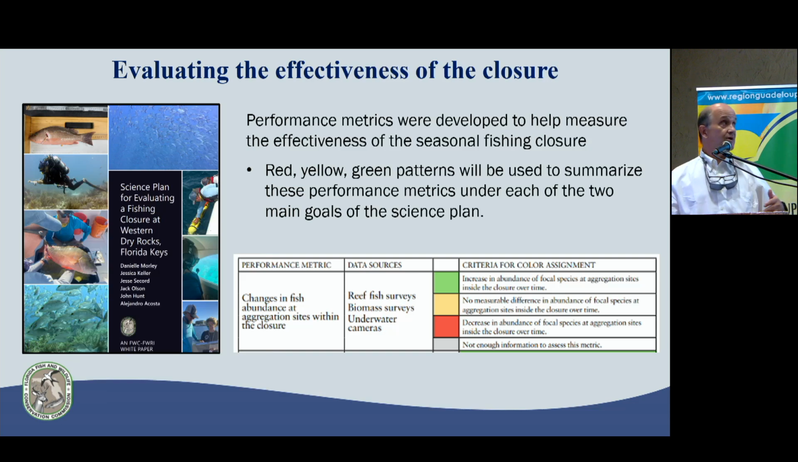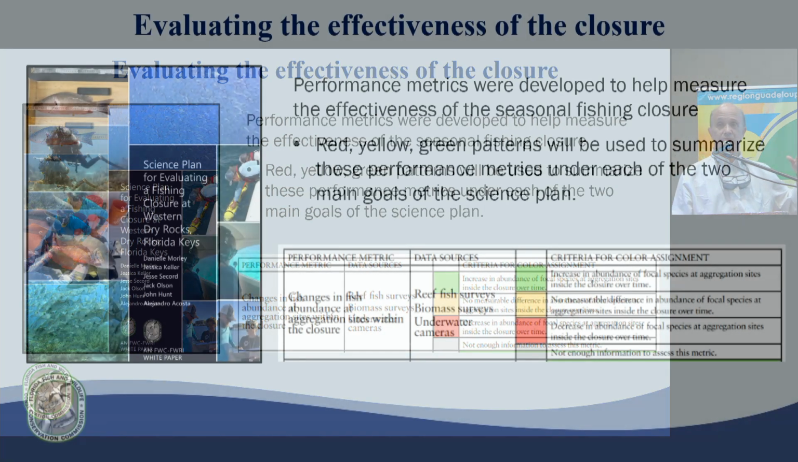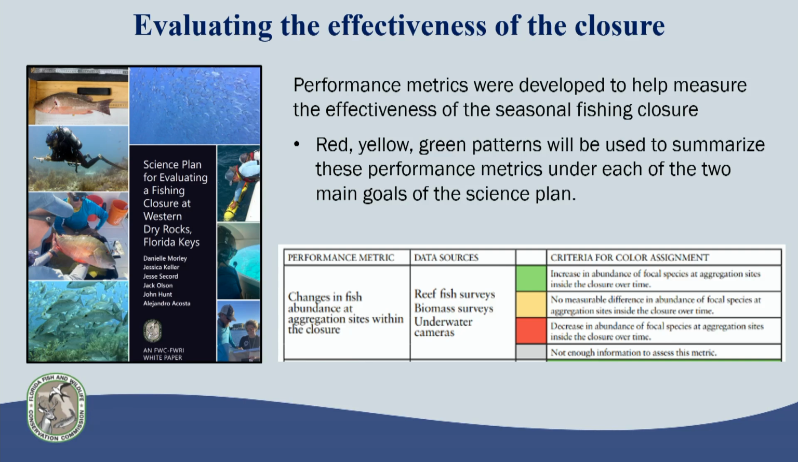In the plan, we had designed different metrics to evaluate the plan, and it's trying to make it as simple as possible. It's like a traffic light, red, yellow, and green, to demonstrate: are we seeing the aggregation numbers increasing, staying the same, or decreasing? The reason we have to make it simple is because at the end of the day, this is going to go to a commission meeting where all the public is going to be there, and they need to understand in a very easy way how this is evolving and what results we are getting.